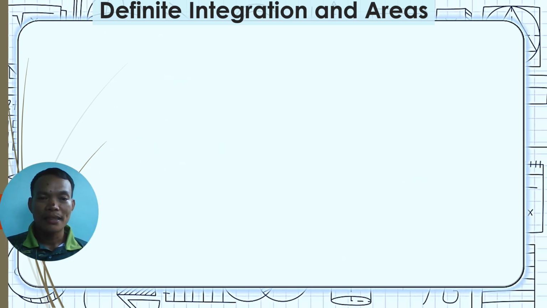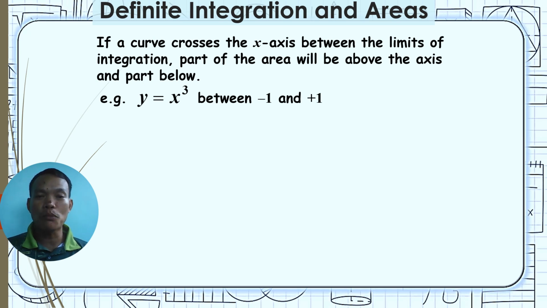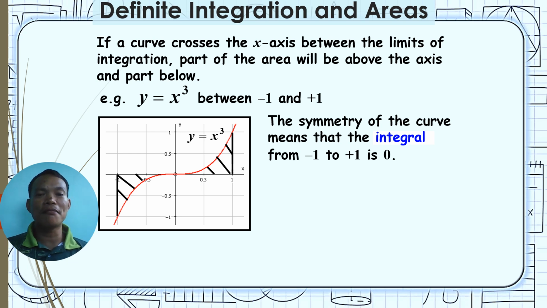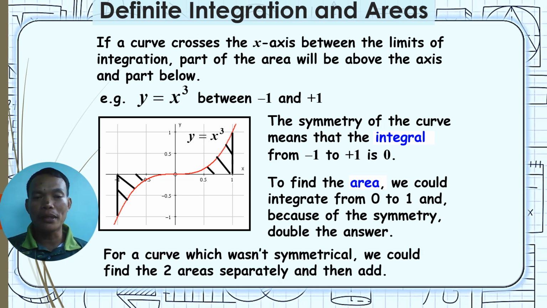9 over 2 again. If the curve crosses the x-axis between the limits of integration, part of the area will be above the axis and part below. Example, y equals x cubed between negative 1 and positive 1. So we have here the illustration. The symmetry of the curve means that the integral from negative 1 to positive 1 is 0. To find the area, we could integrate from 0 to 1, and because of the symmetry, we just double the answer. For a curve which isn't symmetrical, we could find the two areas separately and then add.